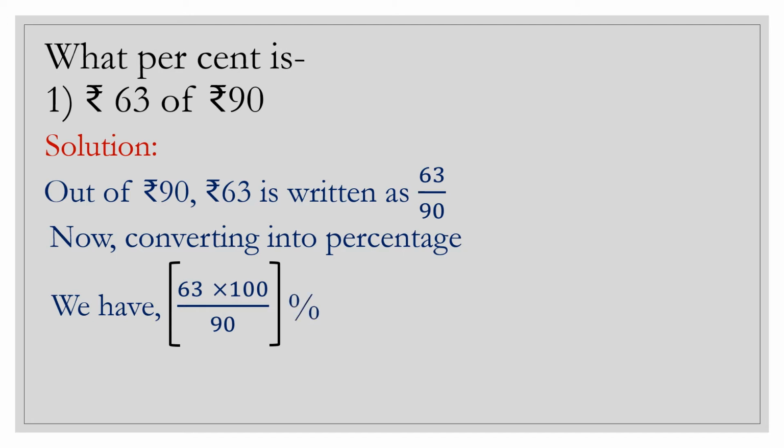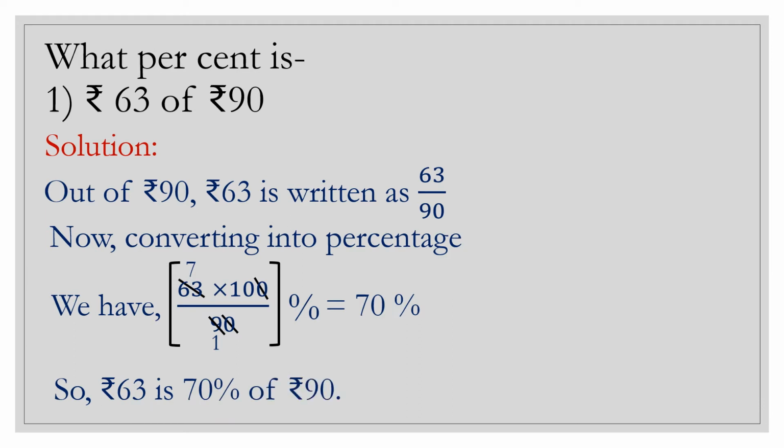Now simplify. Cut 1 0 by 1 0. See, 9 and 63 both are divisible by the same digit 9. So divide. 9 1s are 9 and 9 7s are 63. Now it cannot be further divisible. So do the multiplication. We get 70%. So rupees 63 is 70% of rupees 90.